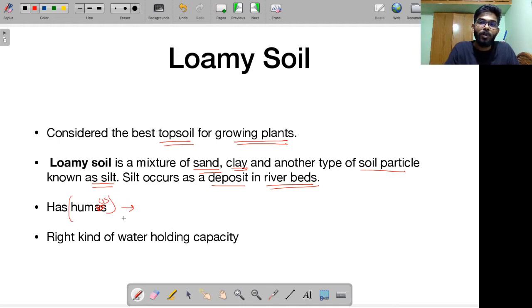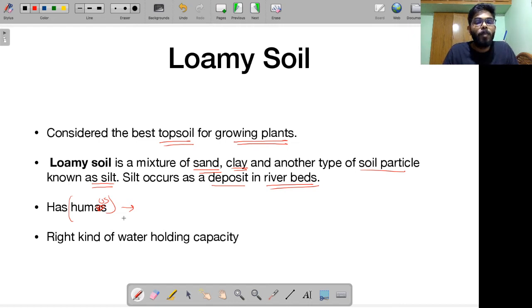This humus, because of bacterial action, despite microorganisms trying to degrade it, is very slow to degrade. That's why humus tends to persist in the environment for a long duration of time. Since it stays for a long time, it happens to be a reservoir. It starts to accumulate nutrients and minerals. It happens to be very rich in nutrients. That's why it is very crucial for the growth of plants.